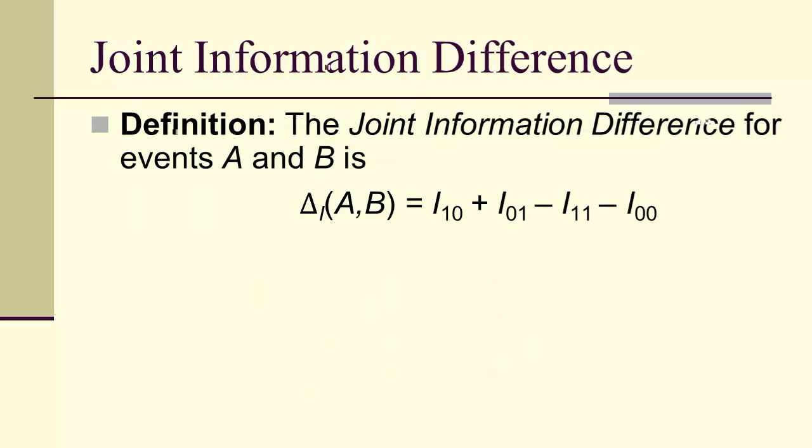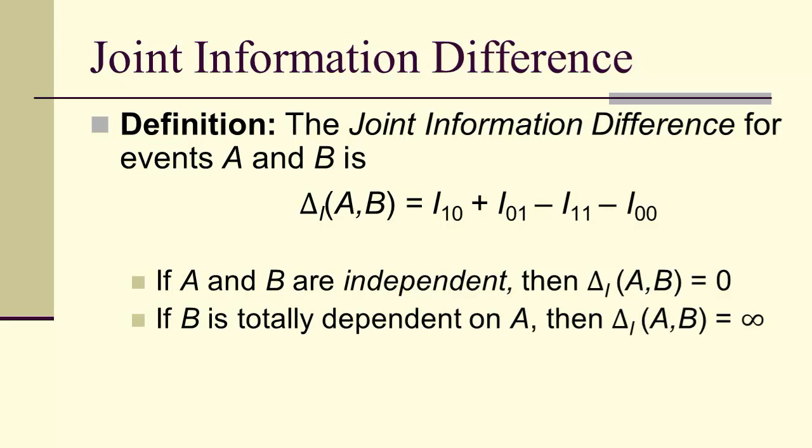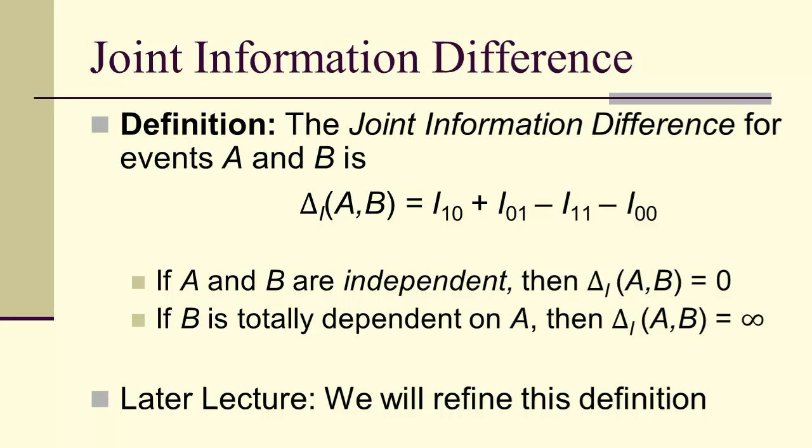And you can see that all the informations for A and A prime cancel, and all for B and B prime cancel. So we're going to define the joint information difference for events A and B as this delta sub I, A comma B, is this sum, I10 plus I01 minus I11 minus I00. If A and B are independent, then according to our theorem, the joint information difference is 0. If B is totally dependent on A, then you can show the joint information difference is actually infinity. And we'll look at this definition again in a later lecture.